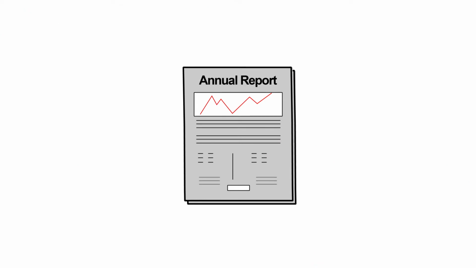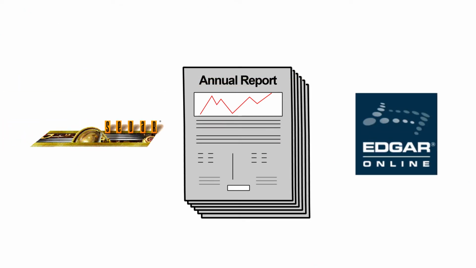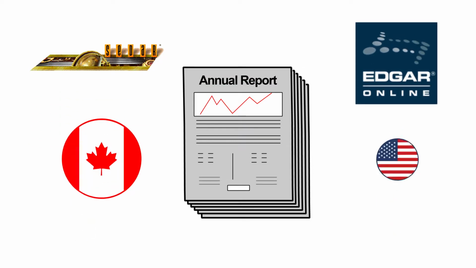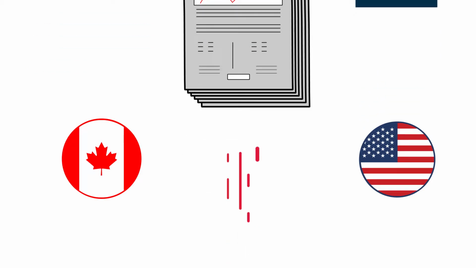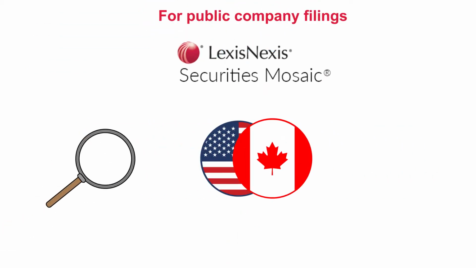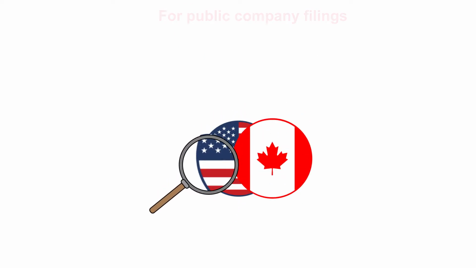Annual reports and other publicly traded company filings can be found on the SEDAR and EDGAR websites. These websites provide filings for Canadian and U.S. companies respectively. With the library database Lexis Securities Mosaic, you can search for Canadian and U.S. public company filings at the same time.